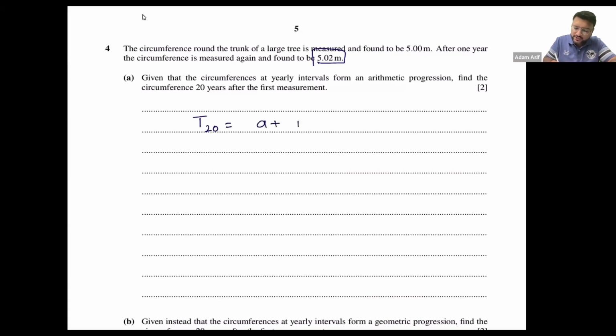T20 would be A plus 19d. The starting value is 5.02. The difference, okay, what's going to be the difference? 0.02. So after 20 years, what's going to be the circumference? Calculated. Five point four.